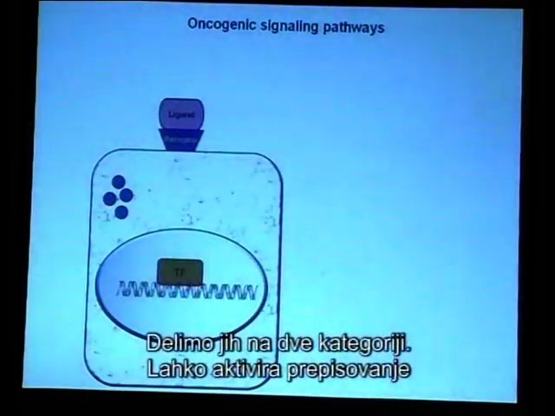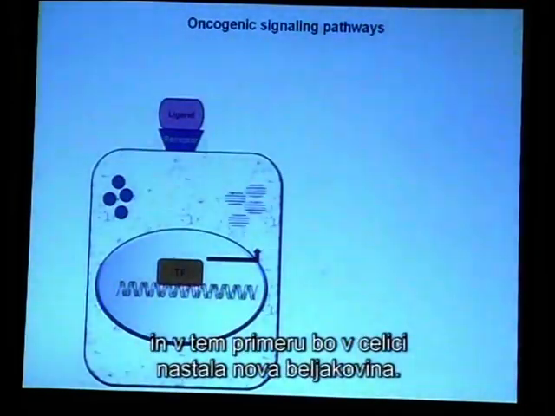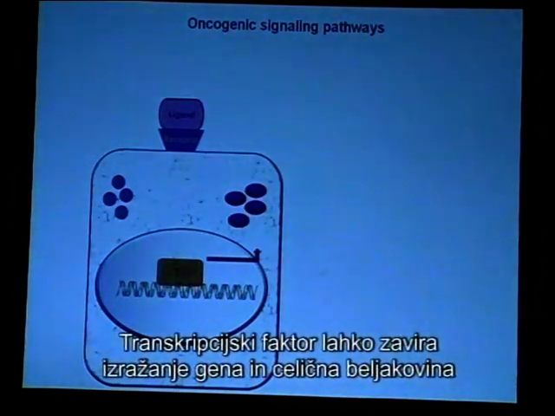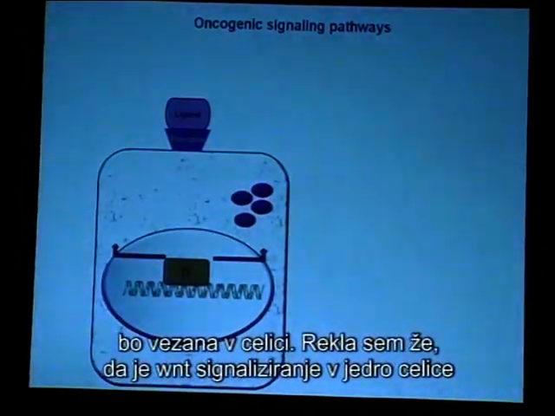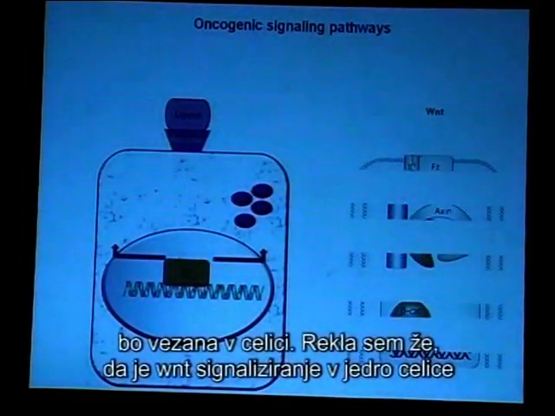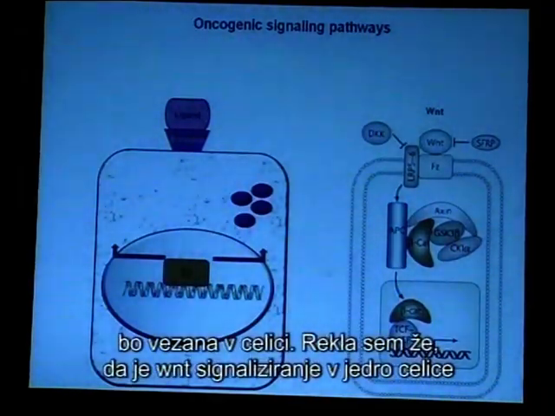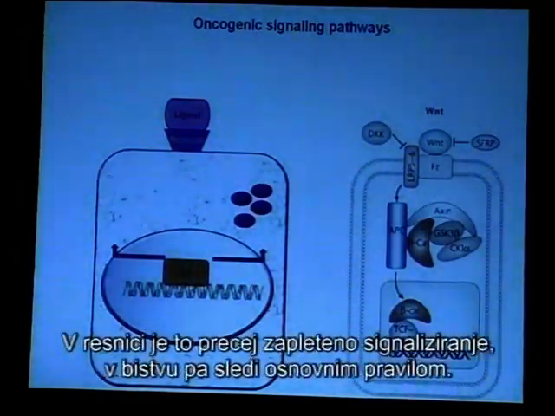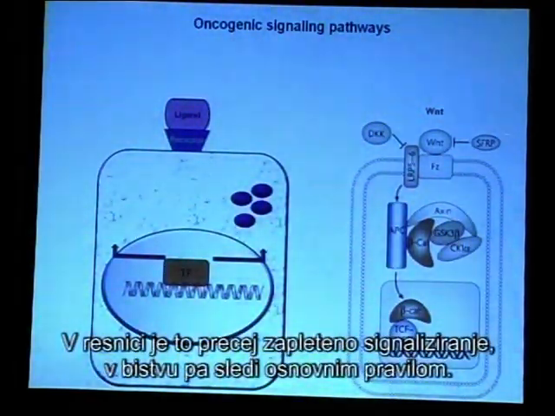And they fall into two categories. They can activate transcription. In this case, a new protein will be made in the cell. A transcription factor can inhibit gene expression, and the protein will be downregulated in the cell. I told you that the Wnt signaling is a signature oncogenic signaling in colon cancer cells. It truly is a complicated signaling, but it follows the basic rule.